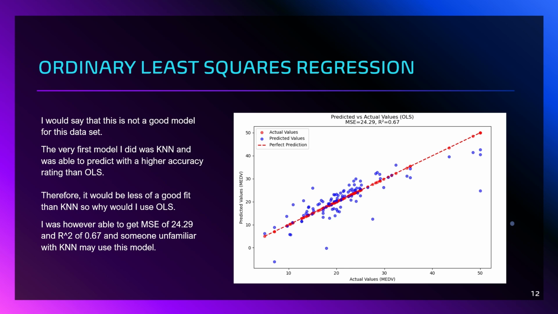The very first model I did for this assignment was KNN, and that was able to predict with a higher accuracy rating than OLS. It would be less of a good fit than KNN, so why would I use a model that does worse? I was able to get 0.67 R squared though, and for someone unfamiliar with KNN, or if their data doesn't fit exactly as well with KNN, this may be a great option.